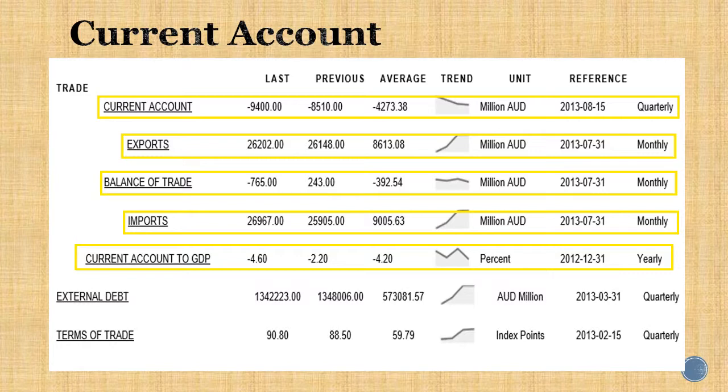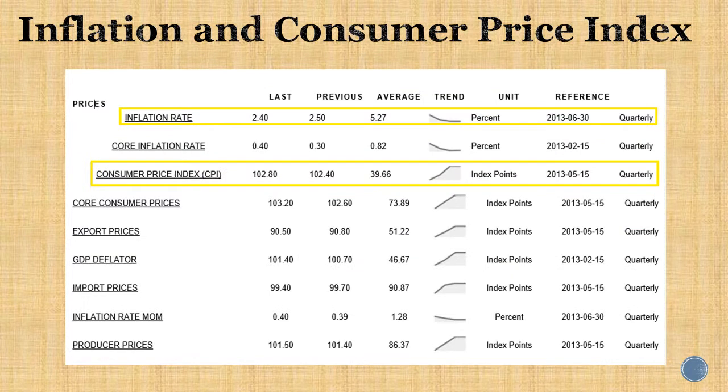Australia's current account has had a trend of decreasing. Exports and imports, however, are trending to significantly increase, with the balance of trade remaining steady. The current account to GDP seems to vary and is staggered. Australia's inflation rate is at 2.4%, much lower than the average of 5.27%. The consumer price index has increased significantly at 102.8 index points compared to the average of 39.66.